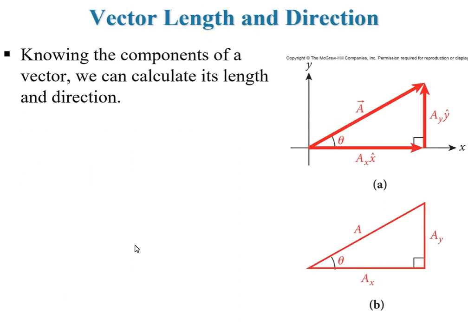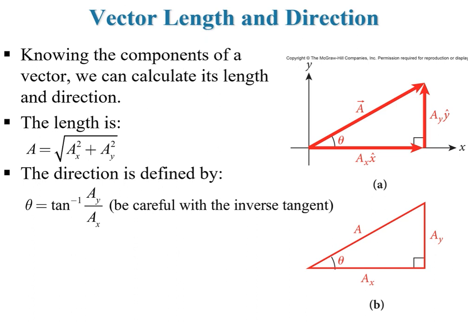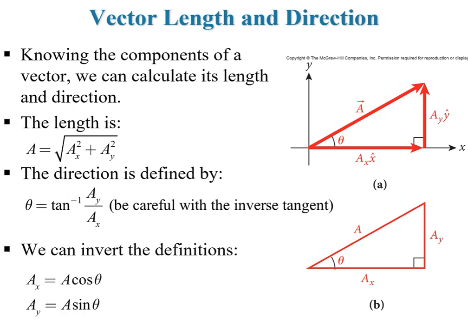Next, vector length and direction. Knowing the components of a vector, we can calculate its length and direction. The length is: a equals the square root of ax squared plus ay squared. Because this is a right triangle, we are going to perform the Pythagorean theorem. The direction is defined by theta, and we use arctan, which is equal to ay over ax.